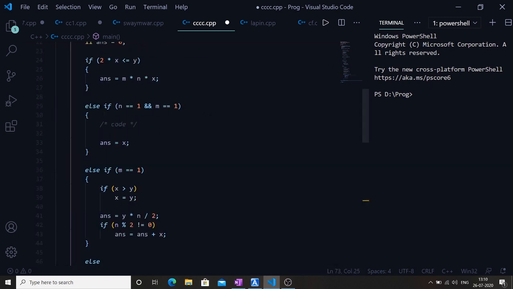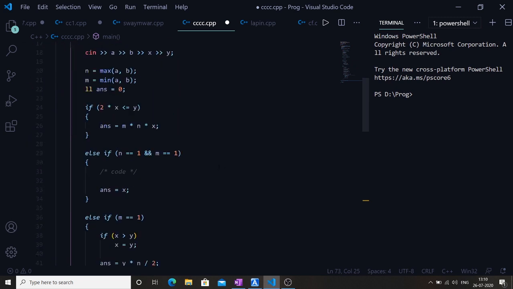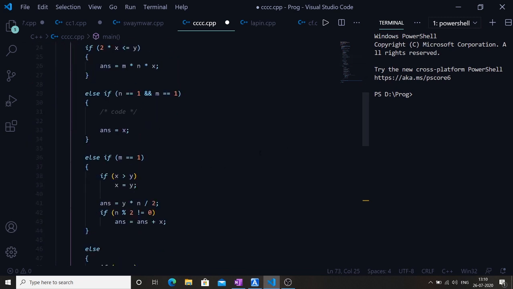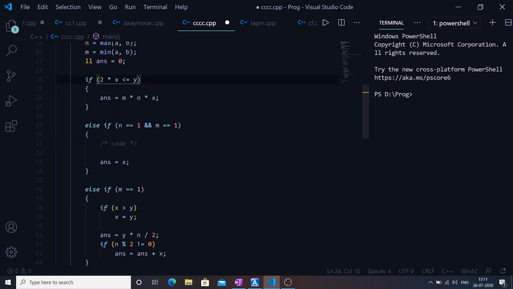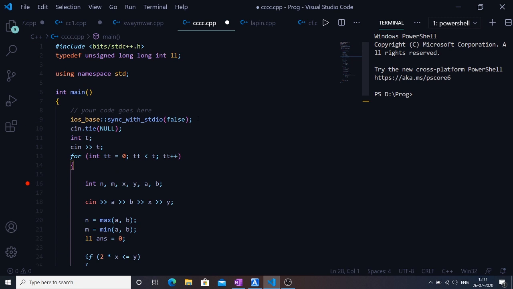So this question was not hard, it was easy, but the problem was the corner cases, the edge cases, which many could not have done. And what were those? First was when x is greater than y, and when 2x is less than or equal to y, and when only one block is there. So this was the question. It was really simple, but these corner edge cases were difficult.